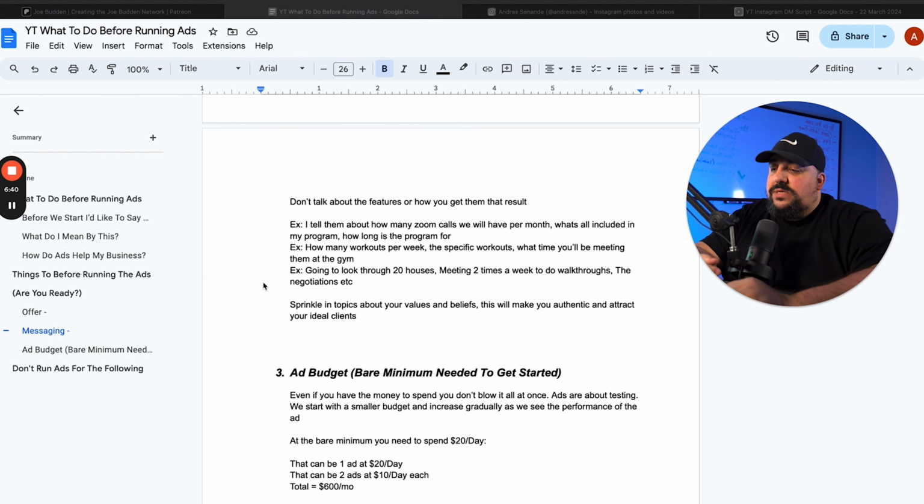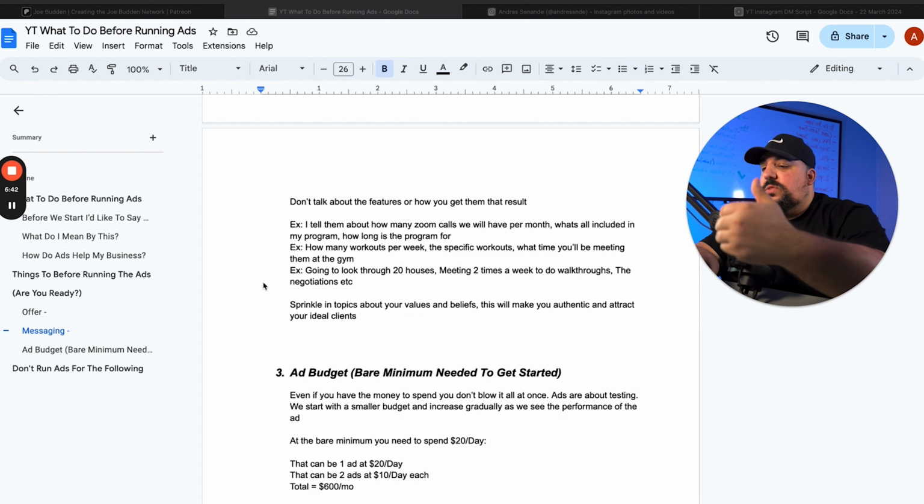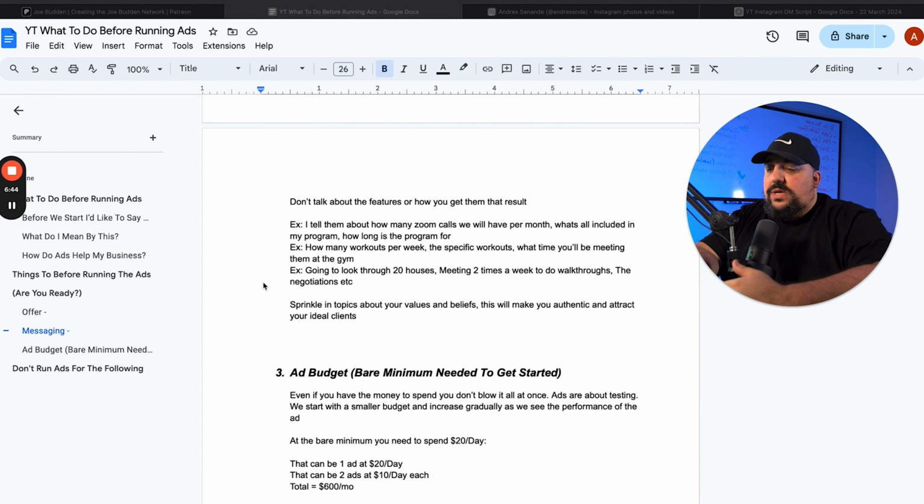And the last example: they don't want to know that they're going to be looking at 20 different houses, meeting you twice a week just to do all the walkthroughs and the negotiations that take place. They don't care about any of that. What will it look like when they move in? How has their life changed? What are they doing now?